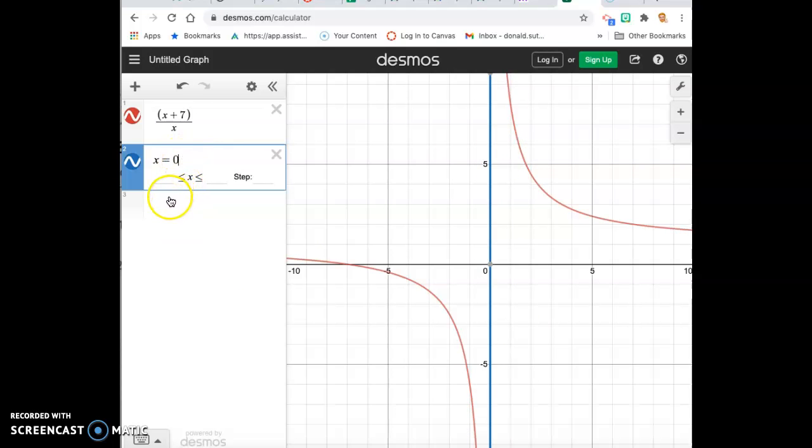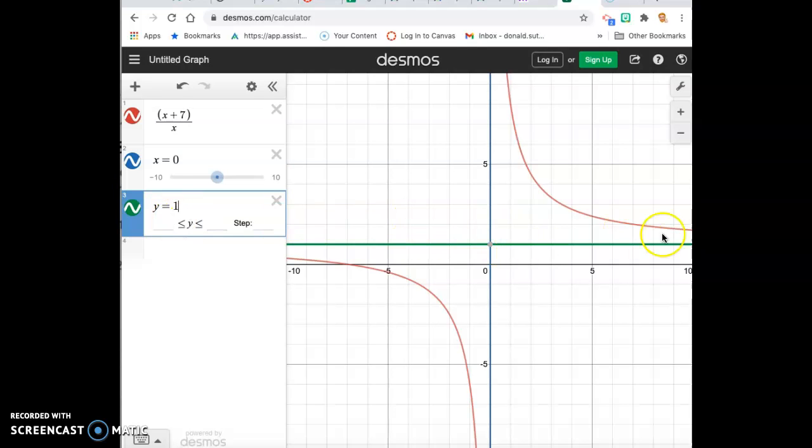Now I also know that because of the work I did on the paper a minute ago, it gets really, really close to y equals 1. And we can see that right here. Because x divided by x equals 1, plus 7 divided by x gets really, really small and becomes almost nothing. So I create a horizontal asymptote at that constant. Let's try another one of those.